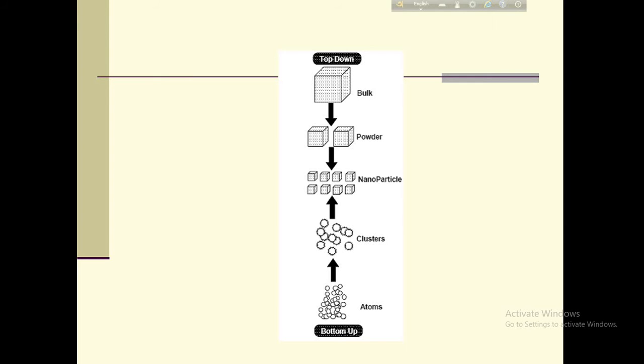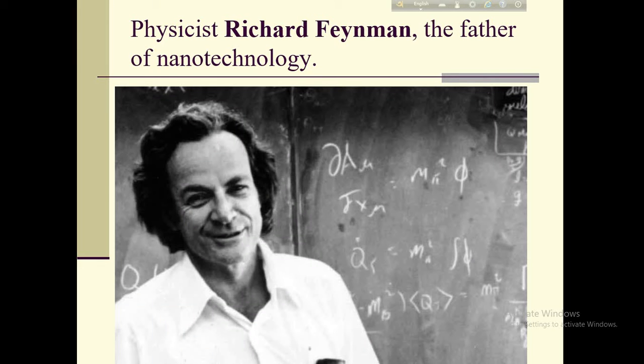The top down means if you divide a bulk object into small objects and even smaller and take it to the atomic level. And the reverse one is bottom up. If you take atoms or atomic objects, then combine them gradually, you can build back into a bulk object. He is the father of nanotechnology, Richard Feynman.